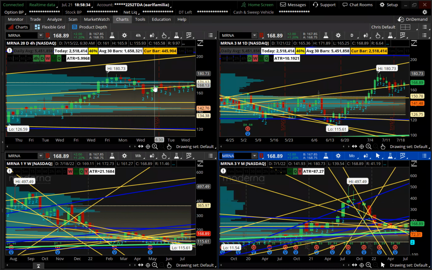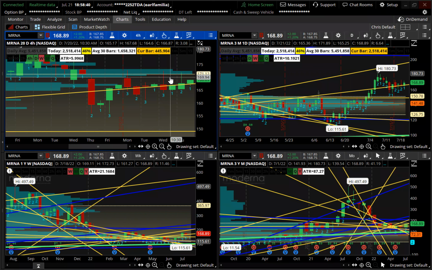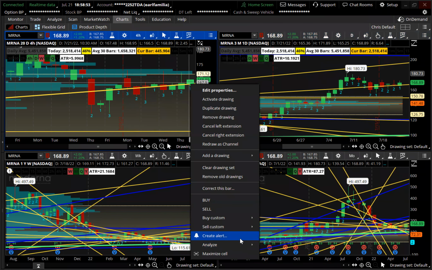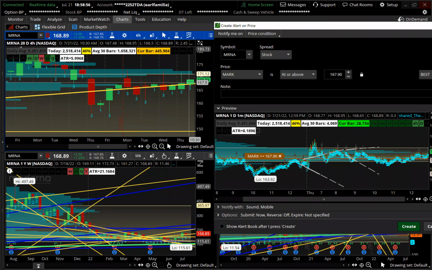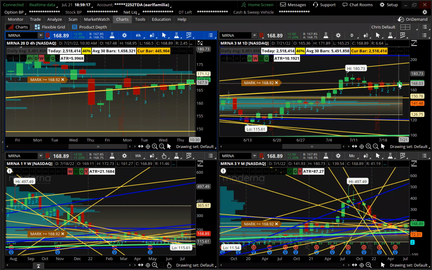4 hour, yeah. Moderna, couple inside 4 hour setups I like. Moderna's gonna keep going to the next volume shelf at the very least, like 170.30. And then we've got 212 on the day. So yeah, Moderna's got both of those inside setups. Both good time frames to take entry. Let me set both triggers.